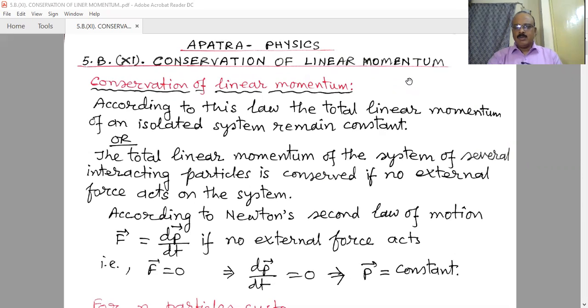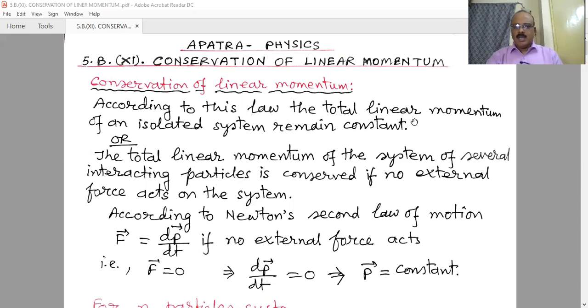After that we also learned about the second law of motion, and in the second law of motion we already know the change of momentum takes place only if there is an external unbalanced force acting on that object. Now today we will learn the conservation of linear momentum. What is the meaning of the conservation of linear momentum?